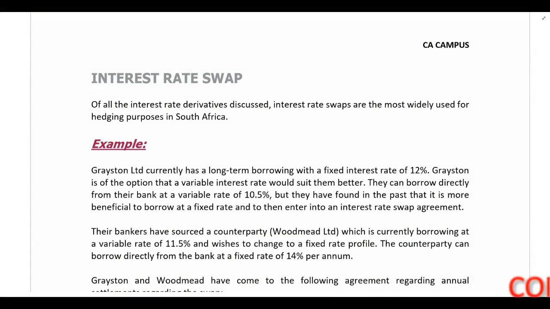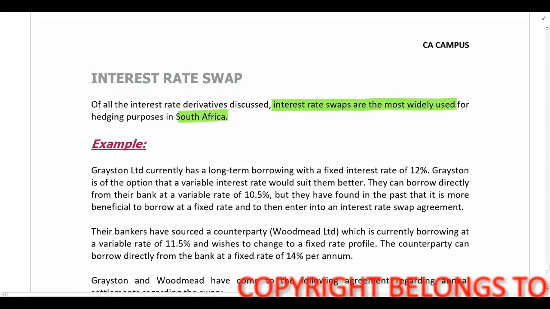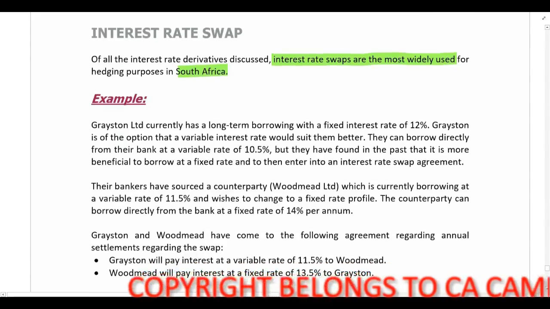And lastly, we need to look at an interest rate swap. And please note, of all of the interest rate derivatives that we've looked at, interest rate swaps are the most widely used for hedging purposes in South Africa. Let's look at the example just below.